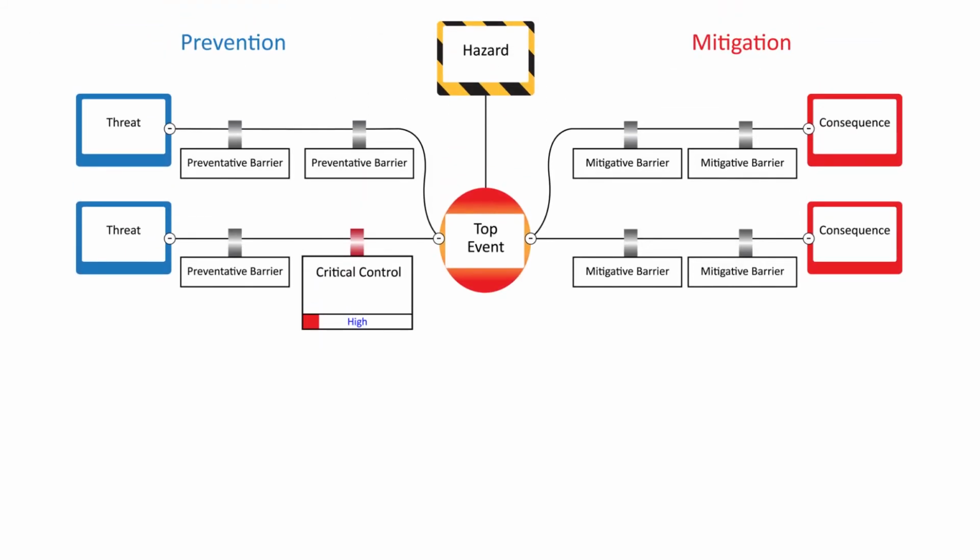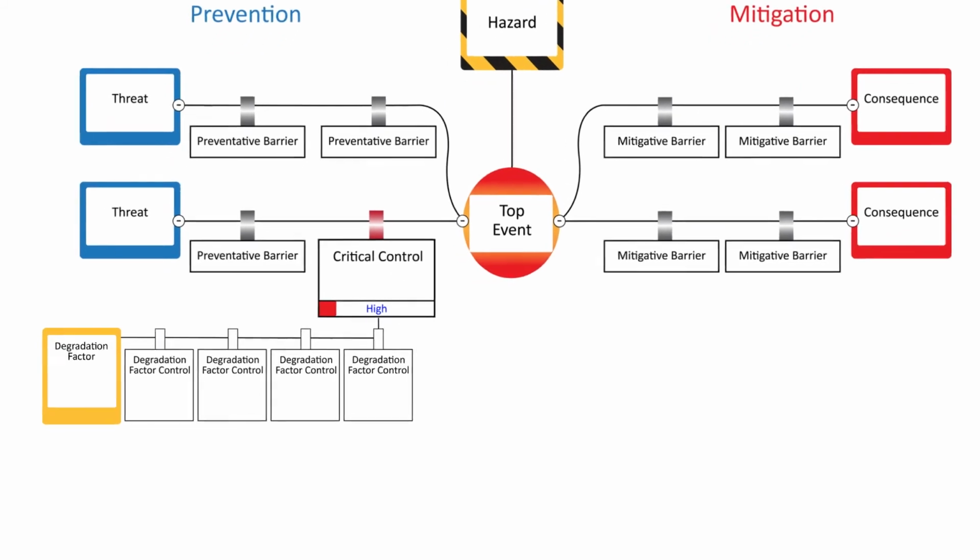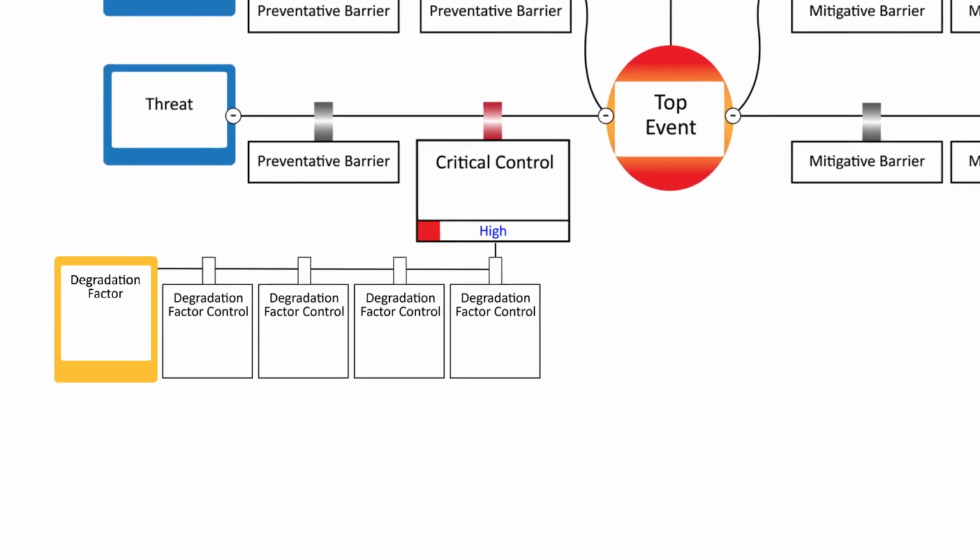Let's go back to our bow tie tool. How can we show the holes in each critical control? Let's call these holes degradation factors. Degradation factors are conditions or defects that will compromise the effectiveness of the critical control. How do we deal with these degradations? Through degradation factor controls, which directly address them and work to prevent or manage them.